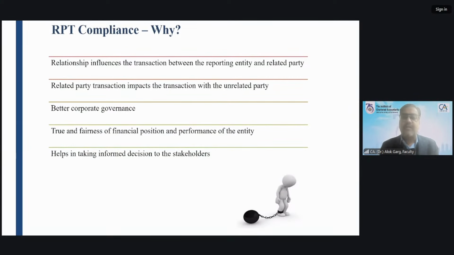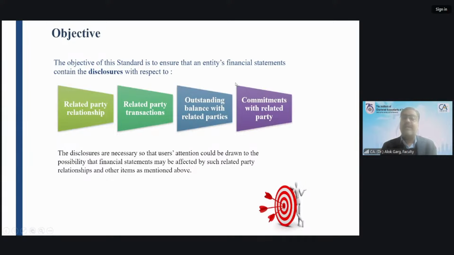Okay, what is the objective of this standard? The objective of Ind AS 24 is to provide disclosure with respect to related party relationships, right? Then with respect to related party transactions, as I told you, this standard covers two aspects. Aspect number one, who is a related party? And if there is a related party, you need to disclose the name of the related party and the relationship with the related party. Okay. Then once it is established that yes, it is a related party, the transactions you are entering with that party are known as related party transactions.